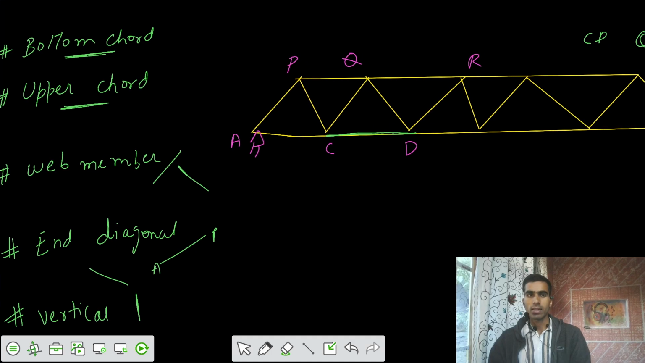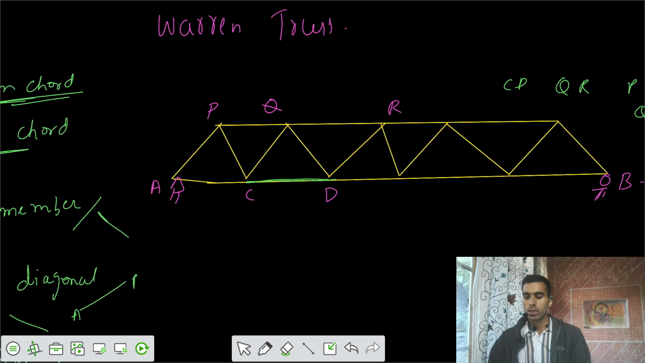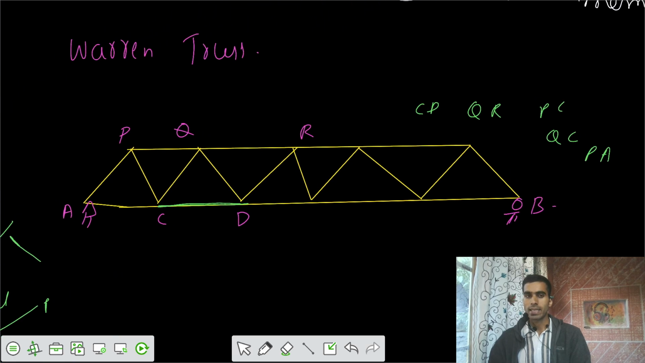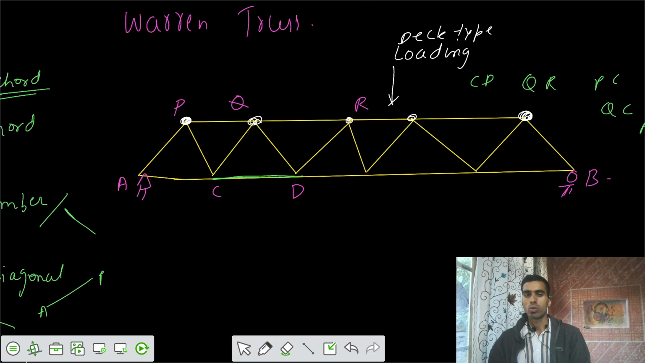So for the CD, we say this is a bottom chord member, and the loading is deck type loading. If the loading is deck type loading, that means the joints that are going to have the loading are P, Q, R, and this one and this one. So these are the loading joints, not A, C, D, B, etc. But the loading joints from the top, we are applying the loads on those joints.